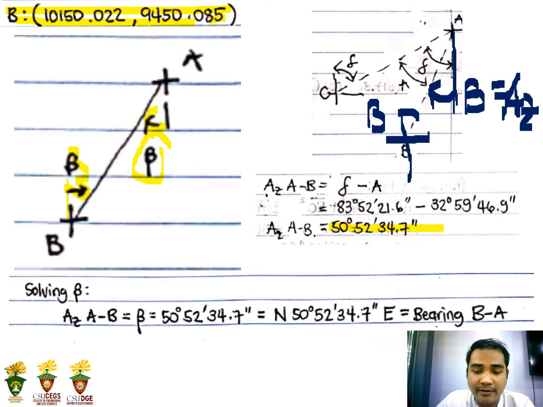That is also the bearing of B to A. Since we base on station B to get the coordinates of station A, from station B going to station A we have a bearing of 50 degrees, 52 minutes, 34.7 seconds. Since it is based on north, it is north, and going to the east. As a whole, our bearing is north 50 degrees, 52 minutes, and 34.7 seconds to the east.